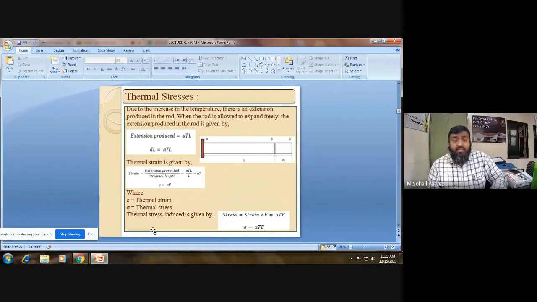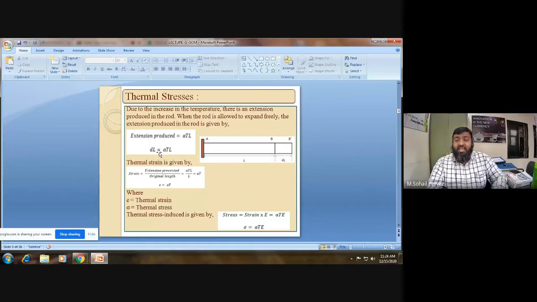Now you just see the case. Due to the increase in temperature, there is an extension delta L. Now this delta L depends on what? Number one, the length of the rod. Number two, the temperature from T1 to T2, how much the temperature is elevated; here the rise in temperature is represented by T. And the third element is the characteristic of the material, alpha, the coefficient of linear expansion. Every metal has a different coefficient of linear expansion, and that's why it will vary from material to material.